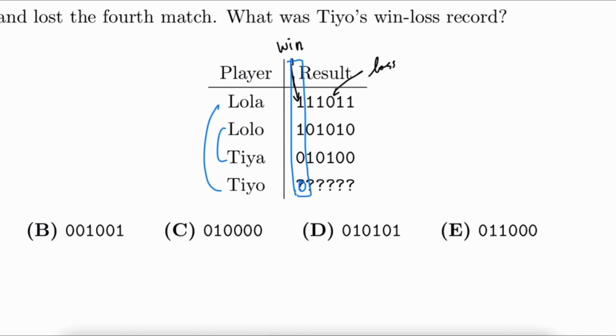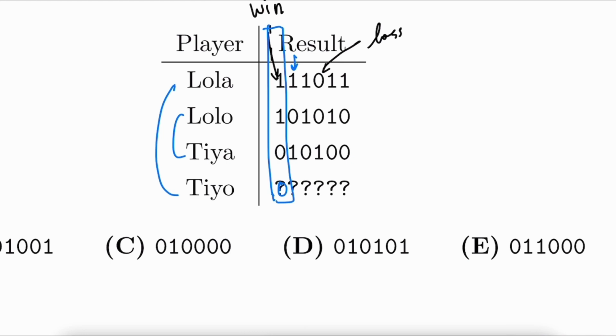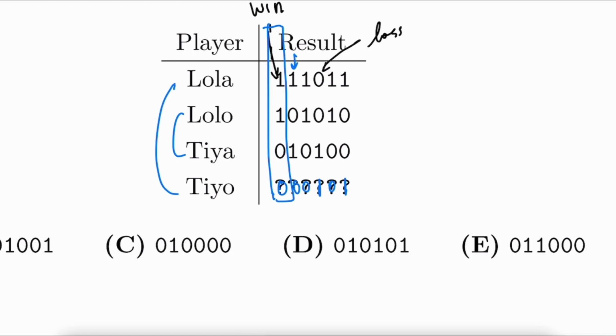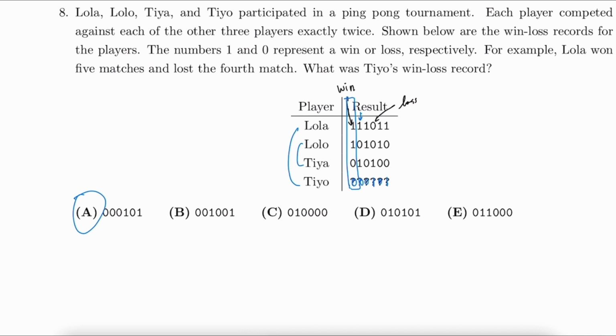Which means that we can just write out, let's say the second column, 101, okay, we're missing a 0. 110, we're missing a 0. 001, we're missing a 1. 110, we're missing a 0. 100, we're missing a 1. So our answer is going to be 000101, which is our answer choice A. Man, poor Tio only won 2 games. But that's beside the point.